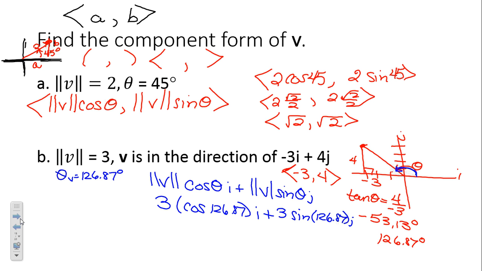So the cosine of our answer times 3. Everybody get a negative 1.8 I? And then 3 times the sine of 126.87, 2.4 J. That should be your answer. It should be in the same direction as this vector, and it should have a magnitude of 3.